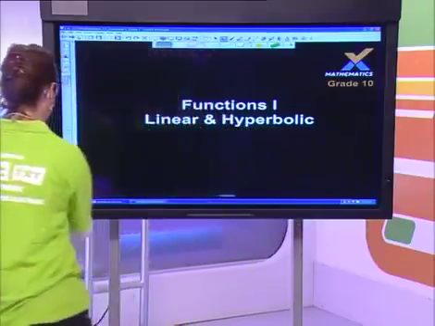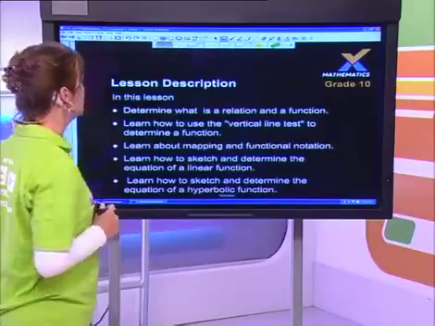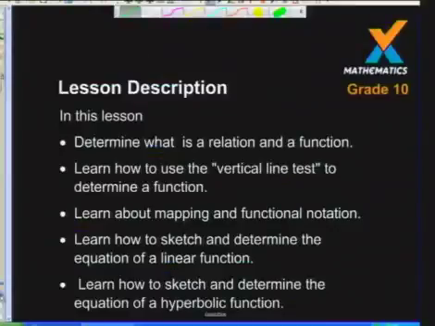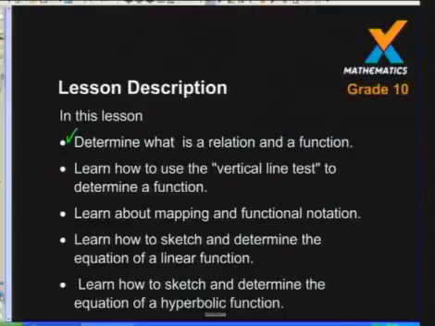Okay, so let's have a quick overview of what we are going to be doing in our lesson today. The first thing we're going to have a look at, guys, is what a function and a relation are. We're actually going to just define it for you and talk about what they are.